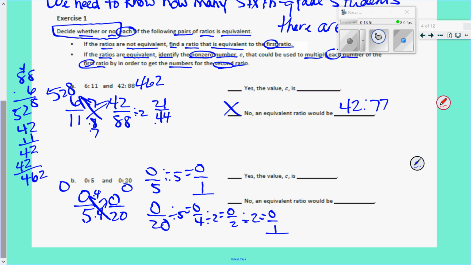So yes, they are. What was my ratio constant? What did I do in the initial one to get to the same number? You multiply by 4. So my value of C is 4. Everybody good? How you feeling on this? Thumb meter, guys.